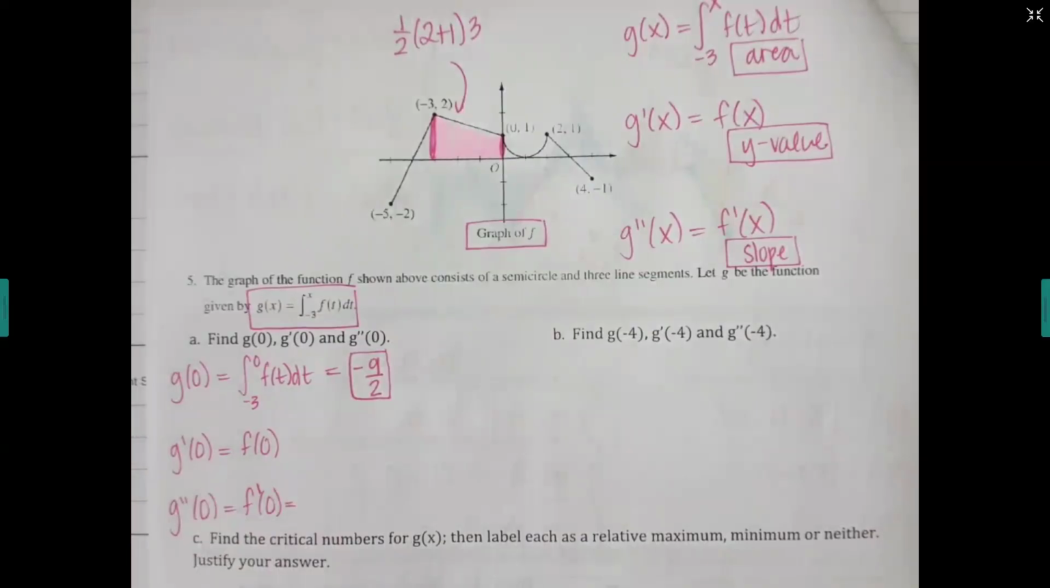Okay, so now we're going on to G prime of 0. So G prime of 0 equals. Because I want to go from G to G prime, and now I want to take the derivative of this. I would do this first. G is the integral. Then G prime goes back to regular F. And then G double prime will be F prime. Yeah?